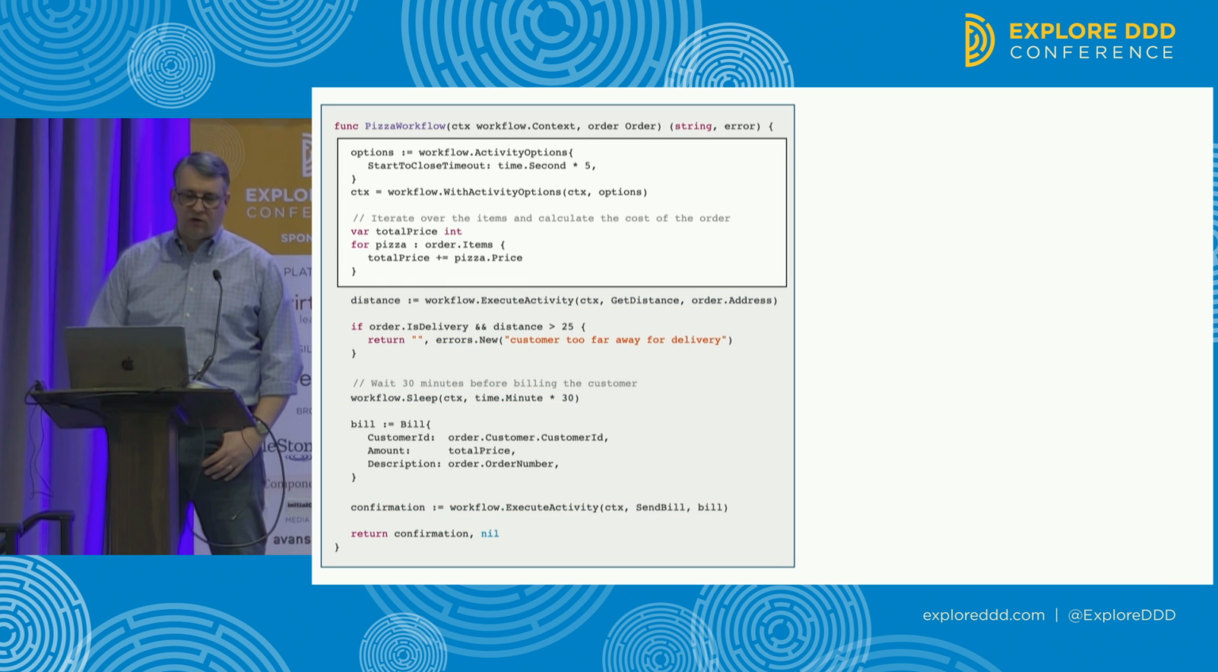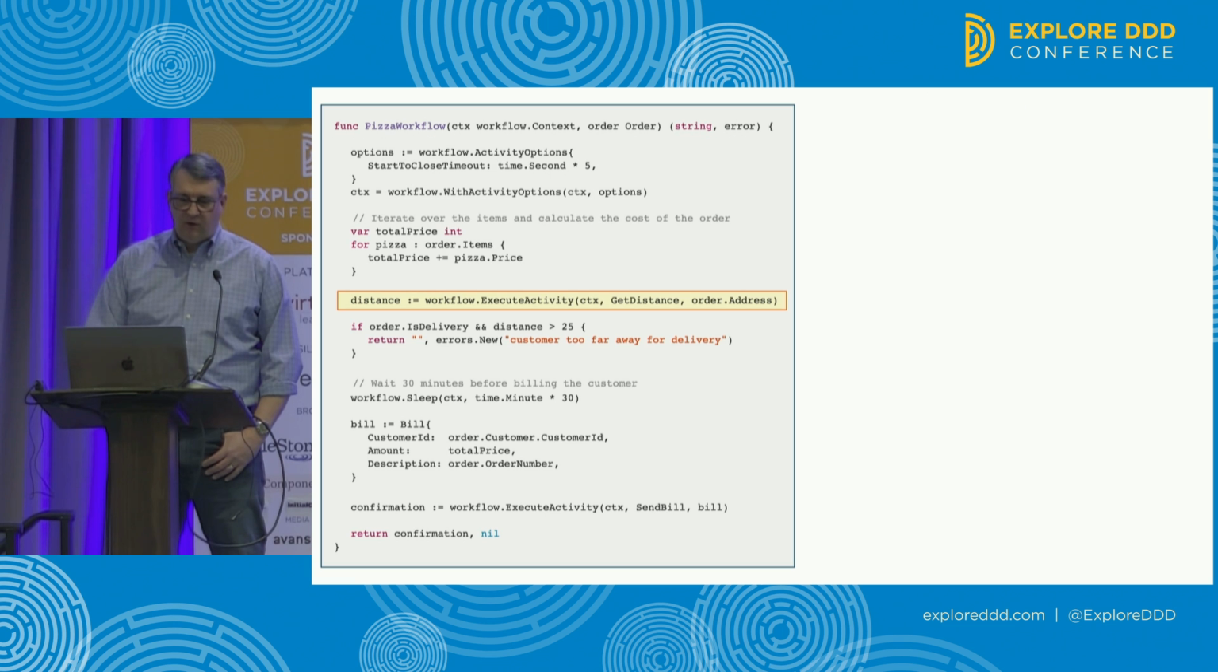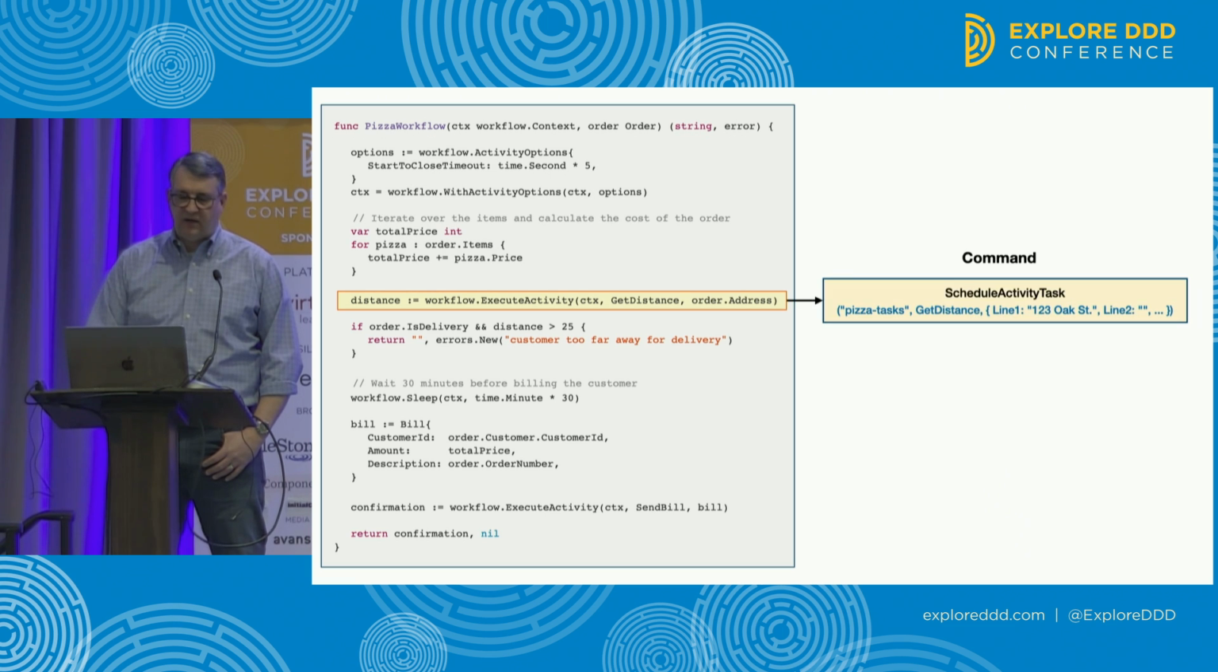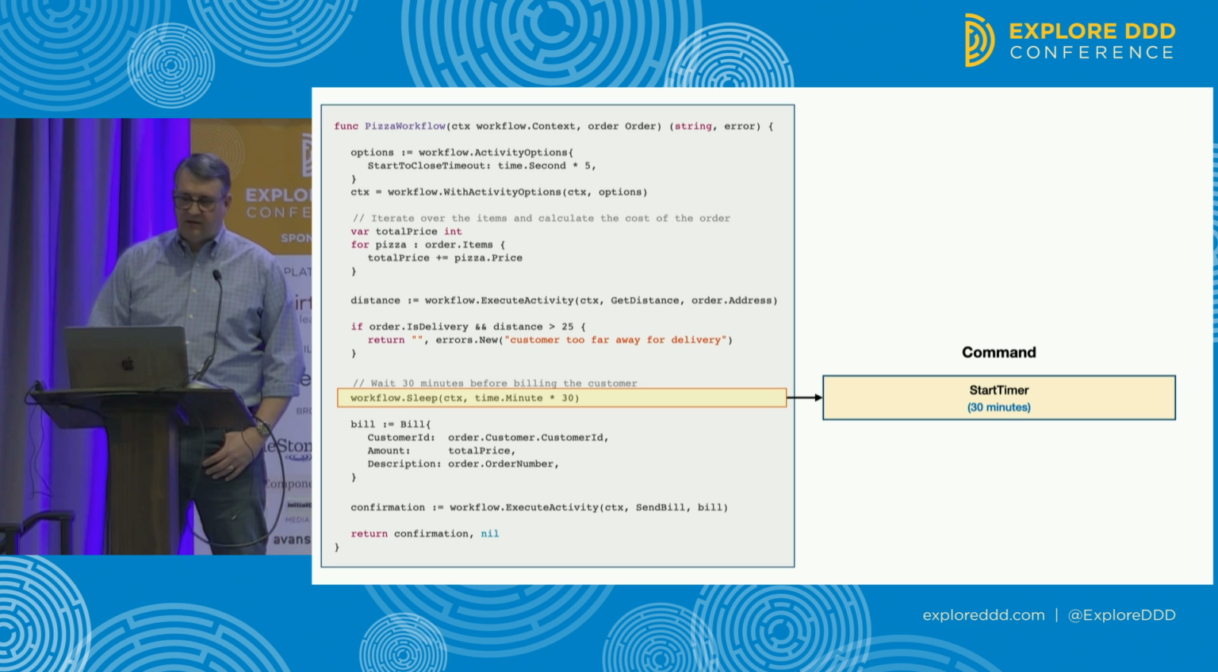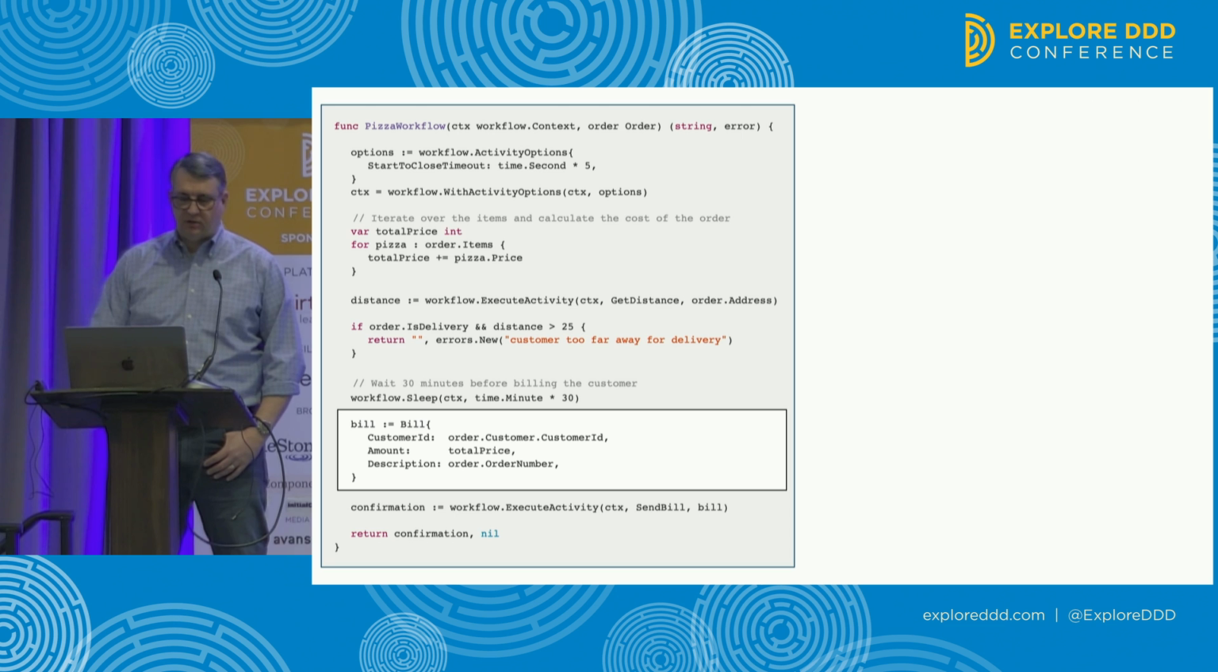So just walking through the code, the first stuff that I have here, which is highlighted in white, that's all internal. Then we get to where we're going to execute an activity. So this results in a command, schedule activity task, that has the details needed to complete that thing. And then some tasks will get queued, the worker will pick it up, and the workflow execution will continue. And then we get to where we're going to start a timer, another command, start timer, with a duration of 30 minutes to allow us to cook the pizza.